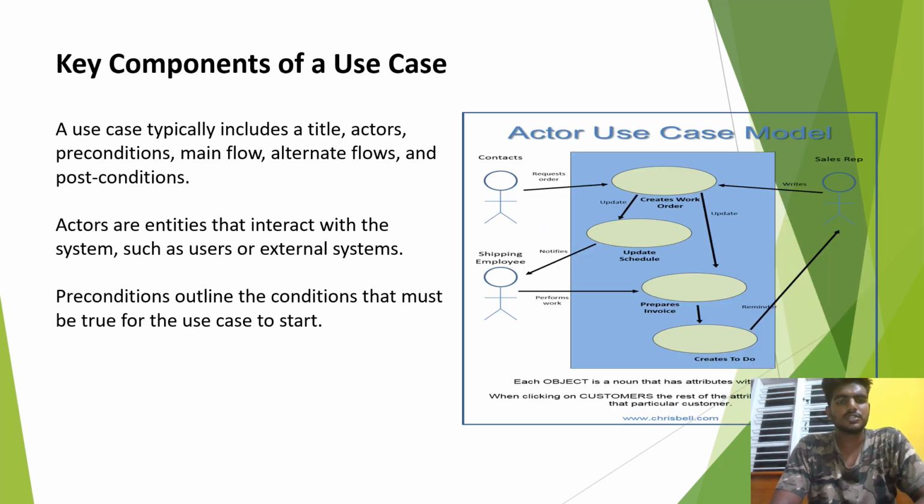Key components of a use case. A use case typically includes a title, actors, preconditions, main flow, alternative flows, and post conditions. Actors are entities that interact with the system, such as users or external systems. Preconditions outline the conditions that must be true for the use case to start.